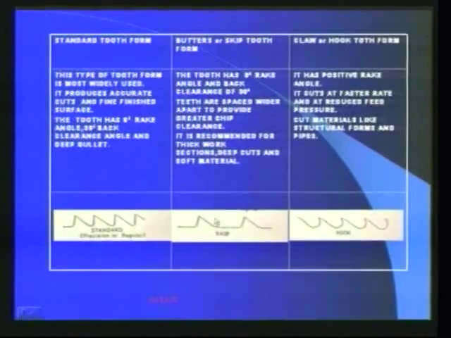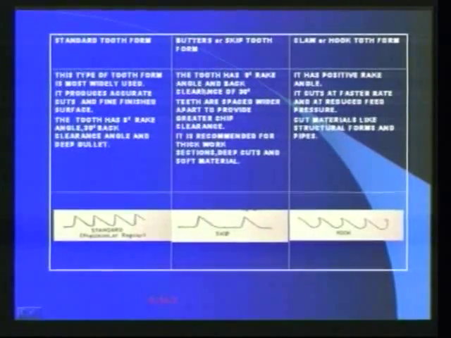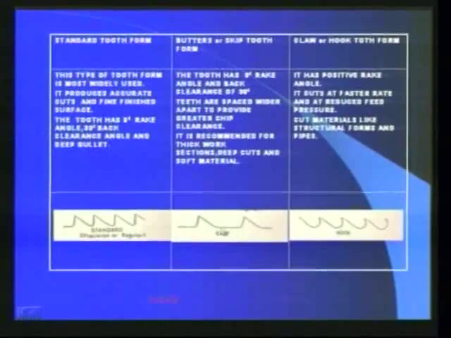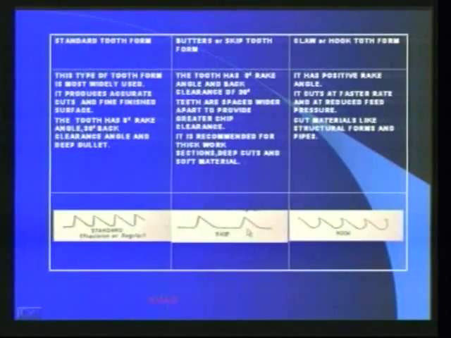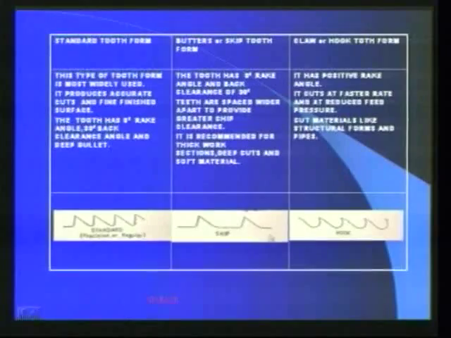It is the skip or buttress tooth form blade. The tooth has 0 degrees rake angle and back clearance of 30 degrees. Teeth are spaced wider apart to provide greater chip clearance. It is recommended for thick work sections, deep cuts and soft material.